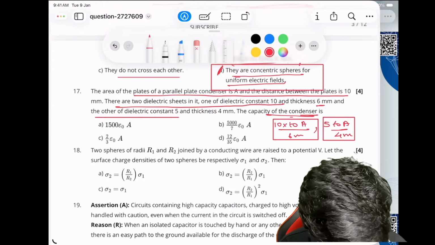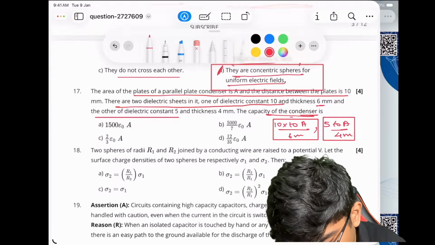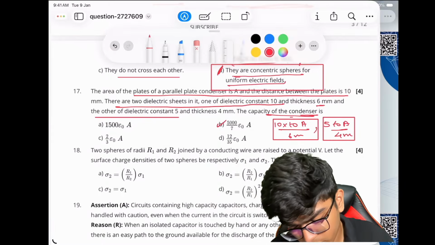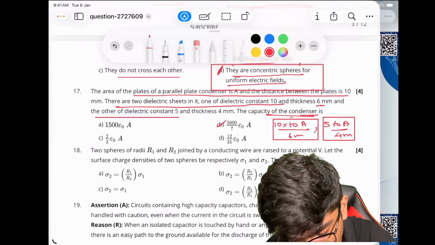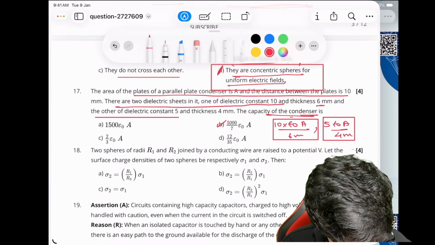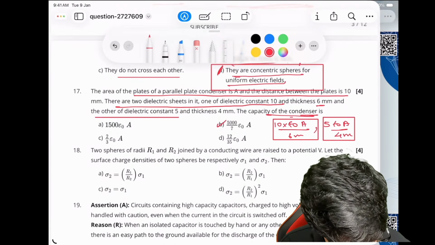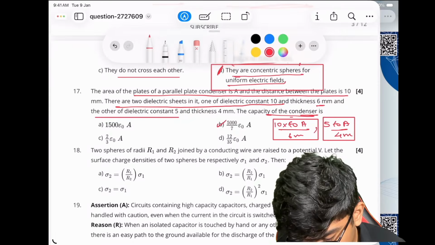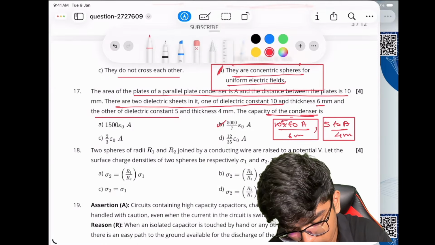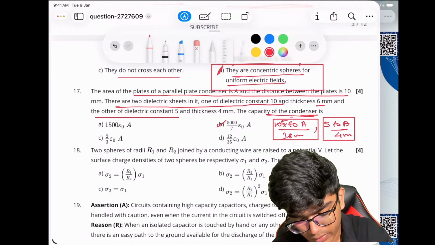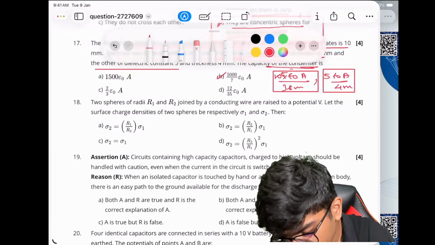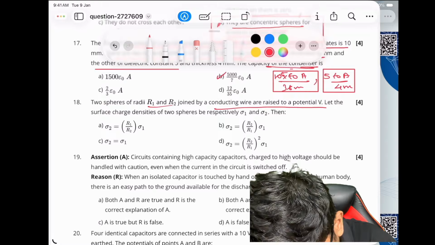Oh, you're finding for the entire thing. If you equate this, the answer will be 5000 by 7 epsilon naught. If you solve it, you'll get it. Simply you can cancel it out, so it will be 5, it will be 3. So 5000 by 7. That's all.